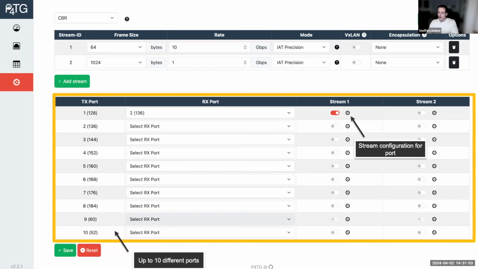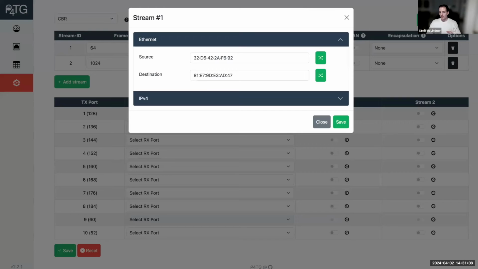And in the next step, we can configure the stream individually per port. So we can say on port 1, the Ethernet addresses should be different than on port 3. We want IP address randomization on a specific port. We want a specific MPLS stack on one port and another stack on another port, so we can individualize each stream. So although we can only define 7 packet types and rates in total, we still get more than 7 different flows and different packets.